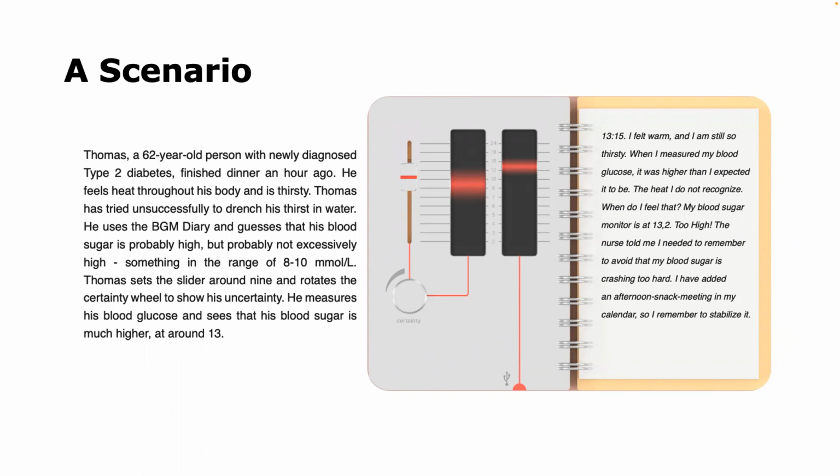1:15, I felt warm, and I'm still so thirsty. When I measured my blood glucose, it was higher than I expected it to be. The heat I do not recognize. When do I feel that? My blood sugar monitor is at 13.2, too high. The nurse told me I needed to remember to avoid my blood sugar crashing too hard. I have added an afternoon snack meeting in my calendar, so I remember to stabilize it.